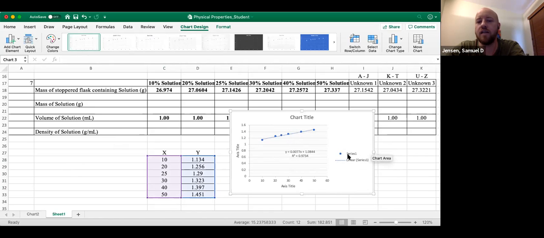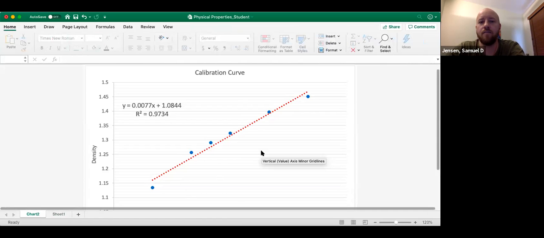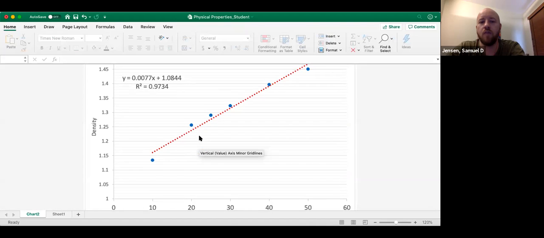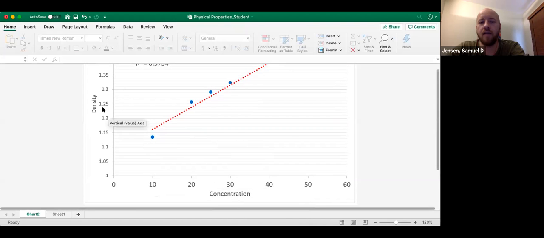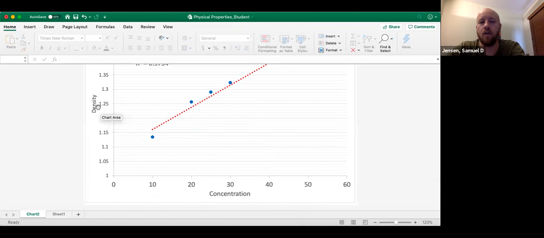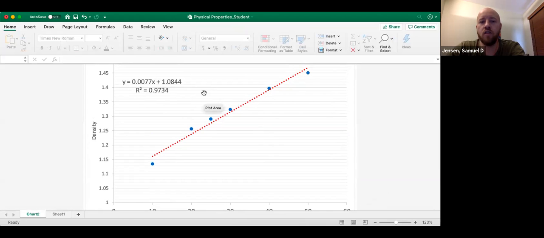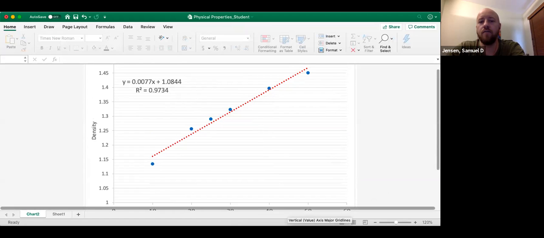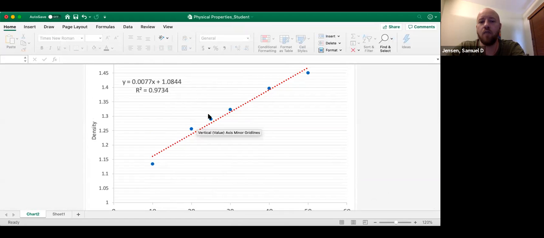We just got to clean this up so that it looks more like this. Okay. This looks better. The axes are nice and labeled. They are readable and large enough. My axes are large enough to read. My equation is large enough to read. I can see my data points. I can see my trend line.